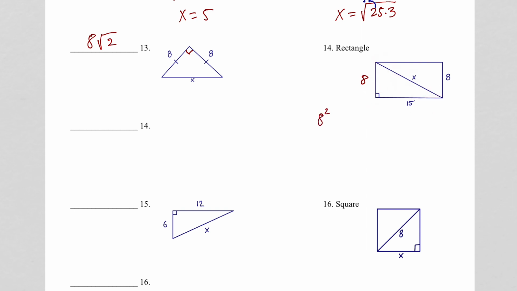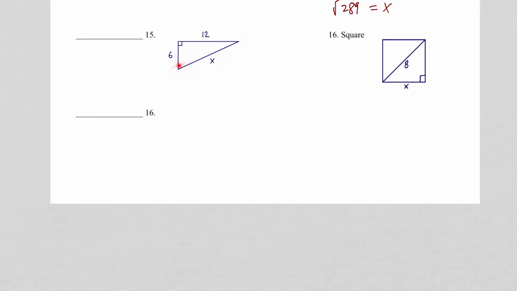So 8 squared plus 15 squared is equal to x squared. 64 plus 225 is equal to x squared. This is 289 is equal to x squared. So x is equal to the square root of 289, which is 17. All right, this is the hypotenuse.